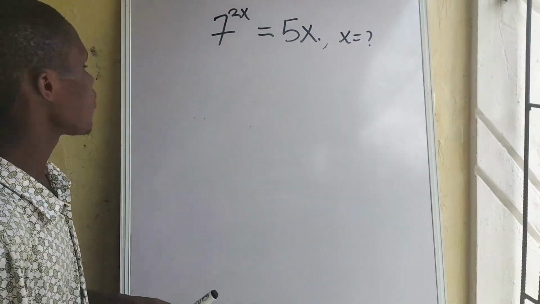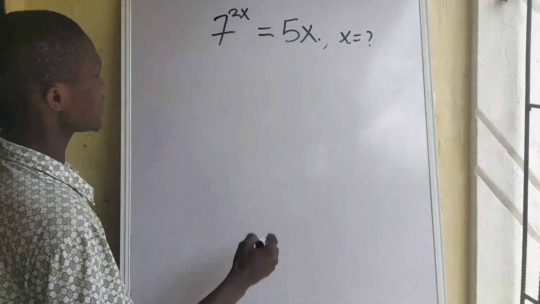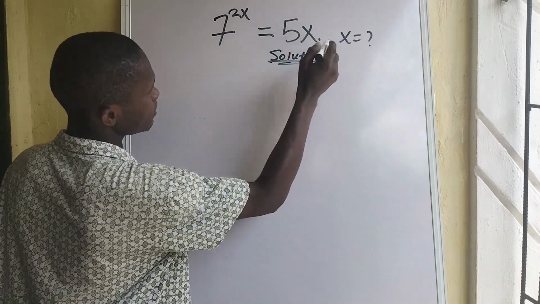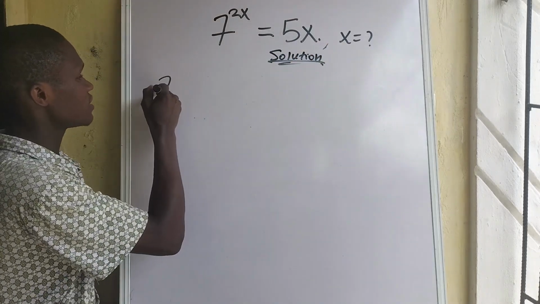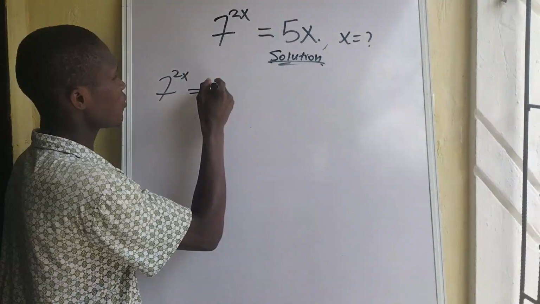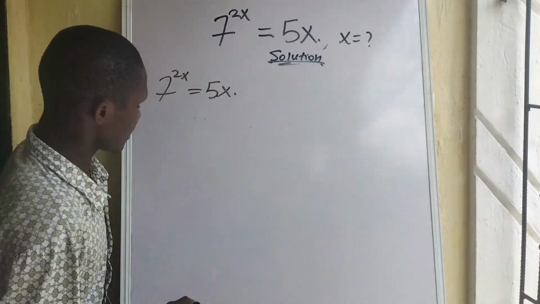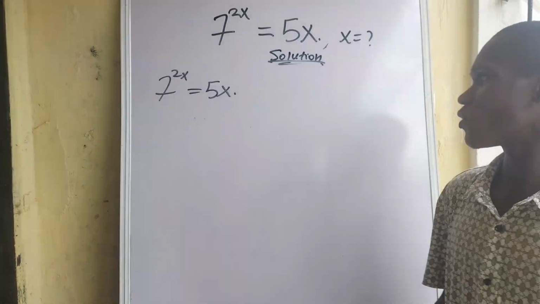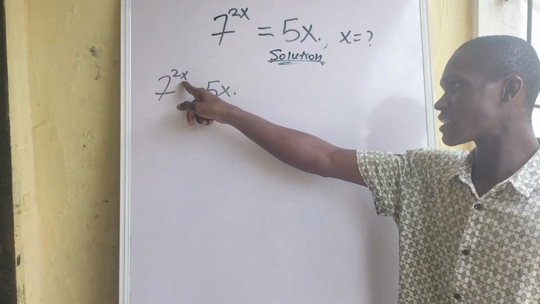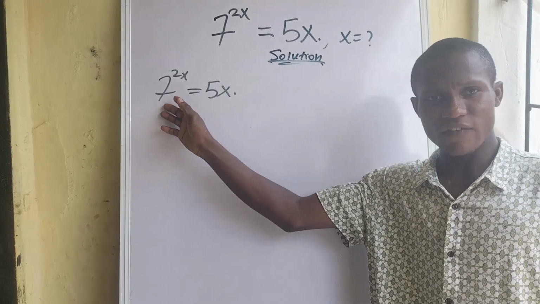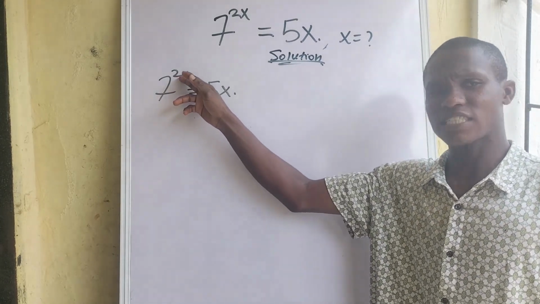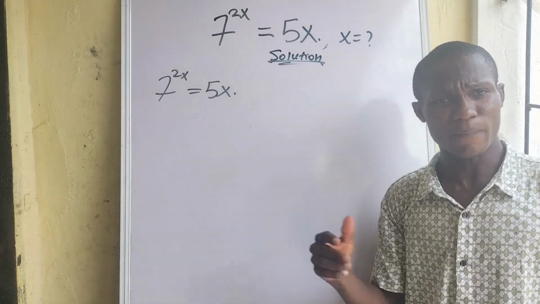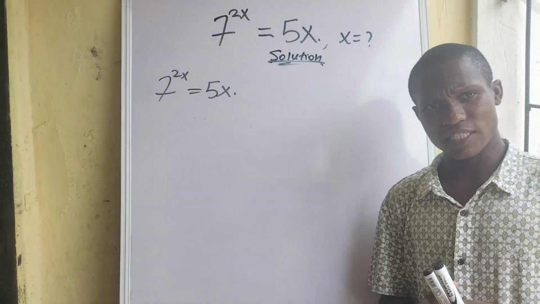So let's see how we can resolve this. First of all, we can say solution. Then write the question, which says 7 to the power of 2x is equal to 5x. There's something you have to note. We are having 7 to the power of 2x equals 5x. On the left hand side, we're having x as an exponent, and on the right hand side, we're having x as a base number. So how can we resolve this?